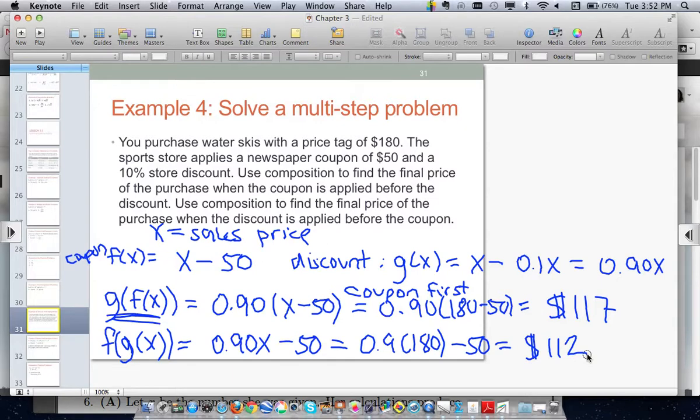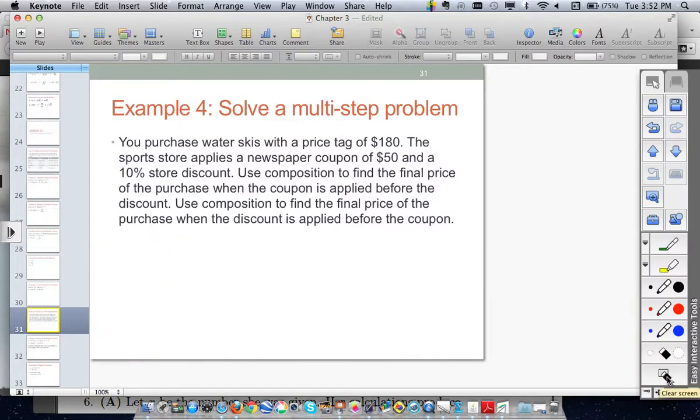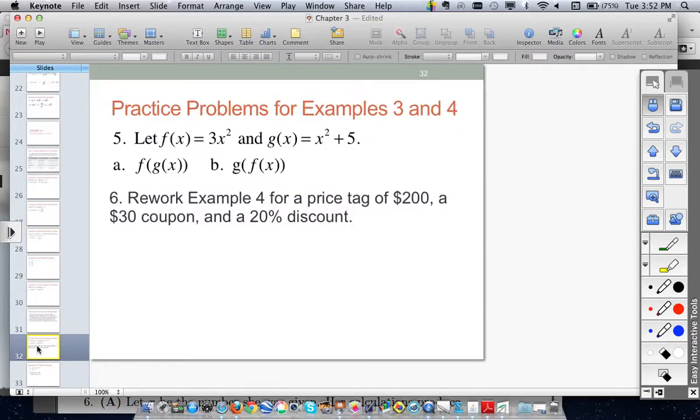Again, at any point if you need to, certainly feel free to pause the video, look over the work, maybe listen to it again a couple of times, and then when you're ready, move on to the examples. I'm going to go ahead and erase this. Now I'm going to pull up your practice problems. Practice problem number 5. Go ahead and do the compositions. f of x is equal to 3x squared, and g of x is equal to x squared plus 5.